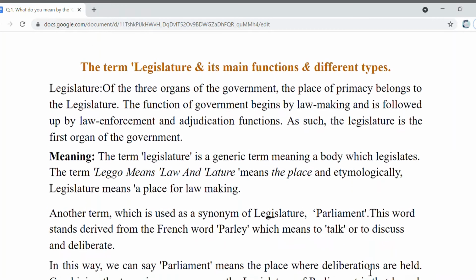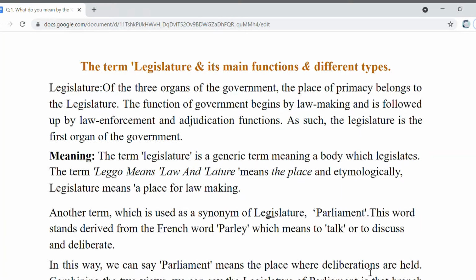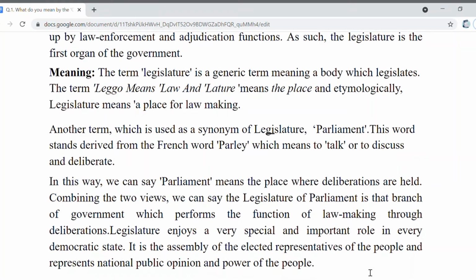Another term which is used as a synonym of legislature is parliament. Parliament में members debate, discuss on a deliberate topic, वहां पर वो laws बनाते हैं for the people, for the state, for the country. So that is another name of the legislature, parliament. In this way we can say parliament is the place where deliberations are held. Combining the two views, we can say the legislature or parliament is that branch of government जो perform करती है law making का function, and it enjoys a very special and important role in every democratic state.